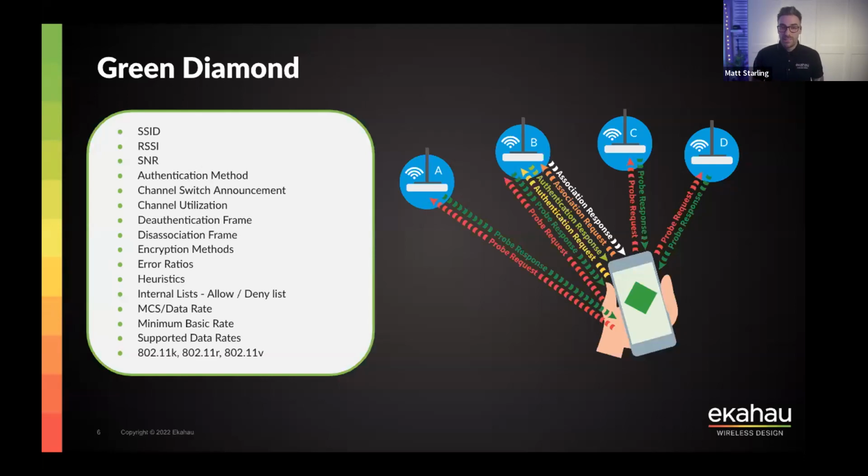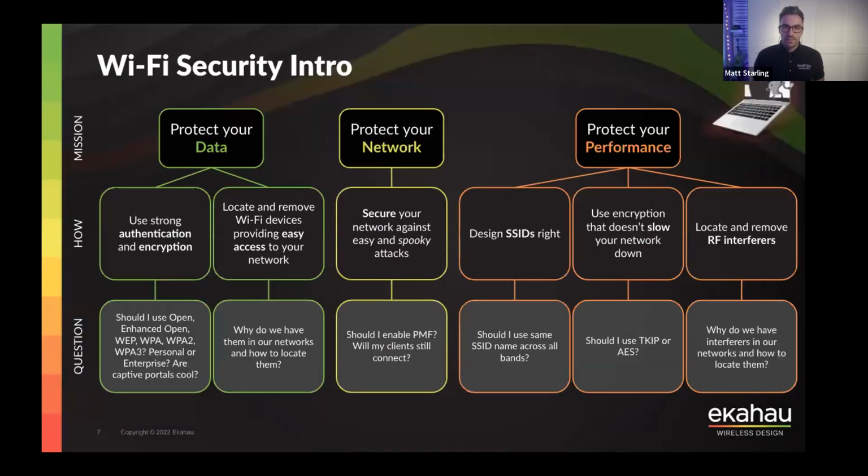And that is what we wanted to talk about here. On the left-hand side, we've put a bunch of different reasons as to why the client device may prefer one access point over another. It also comes down to the client device's decision for when it wants to roam away from one access point to another, and then which one it's going to associate to. So that's what we call the green diamond algorithm for getting associated to the network.